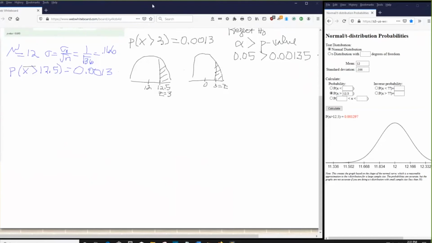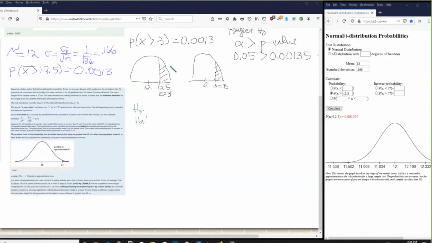So that means we're going to have our null hypothesis. Our null hypothesis is going to be that the mean is less than or equal to 15 centimeters. And our alternative is going to be that it's greater than 15 centimeters.